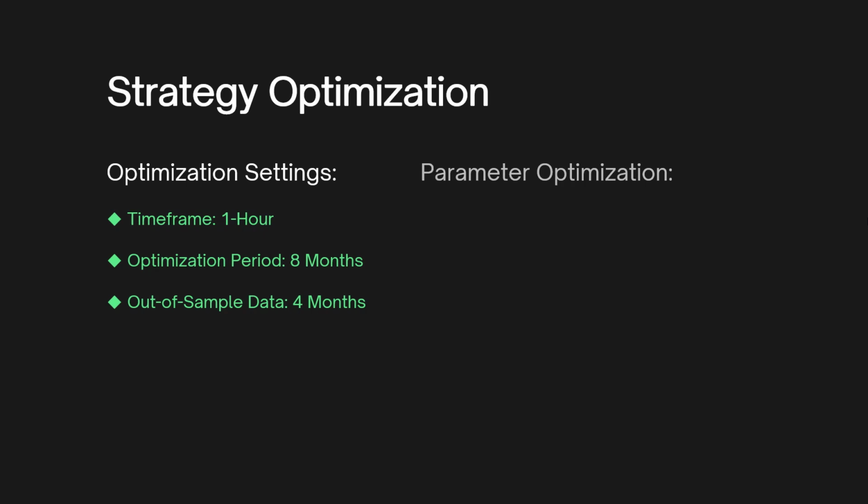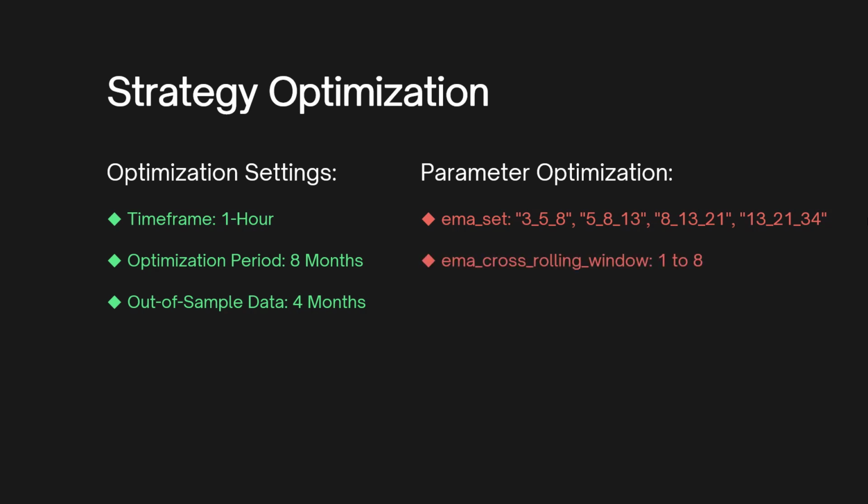We'll focus on optimizing the following important parameters. EMA settings. We'll be testing various Fibonacci values for the EMAs, like the 3, 5, 8 EMAs, 5, 8, 13 EMAs, and more. EMA cross rolling window. This tests how far back the EMA crossover remains valid.